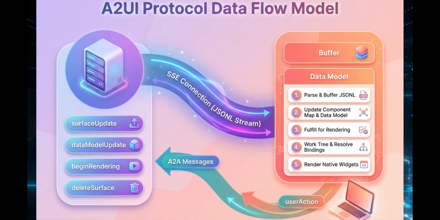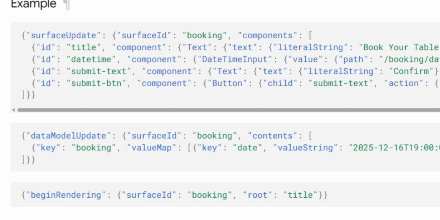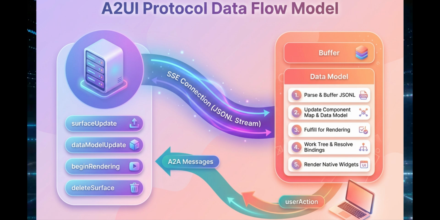This diagram exactly shows how this protocol works. According to this specification, there are four main objects: surface update, data model, begin rendering, and delete surface. As I showed you in the example earlier, the surface update contains the list of all the HTML components, and the data model has the values, and begin rendering is an indication to the client that there is enough information to start the rendering process.